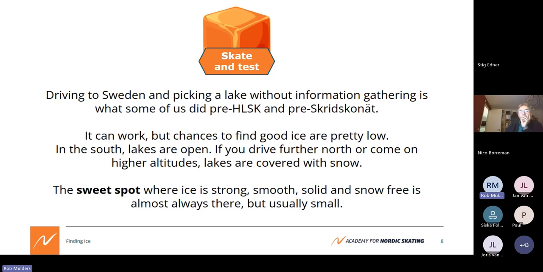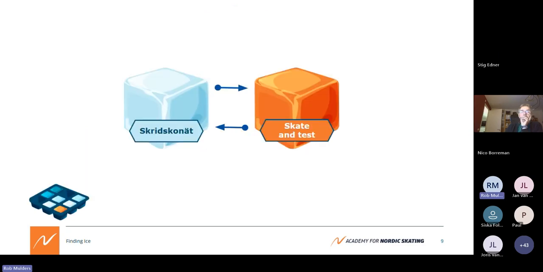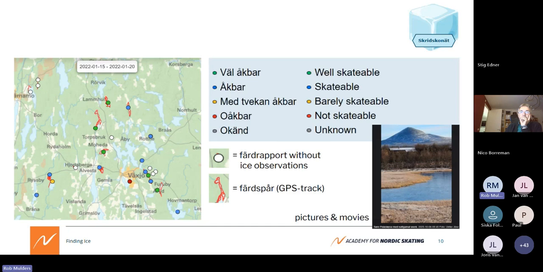So just skate and test, I think it's not enough. We have to add something to the toolbox. So, what's more obvious than using Skridskonet as your second tool? It's one of the best sites that I know. It's the best social media site that I love. And it has a lot of information in it. The map with the ESOPs, the tracks, pictures, it's all there, and it's all real-time, real information.